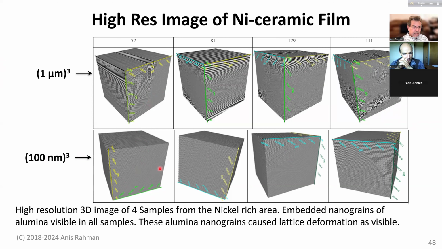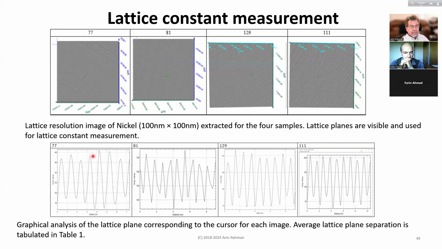So we further zoomed on a 100 cubic nanometer volume and made sure that there is no alumina present in these images. Once we do that, then we take one surface at a time and then measure the lattice parameter. I'm going through all the details so that you get the picture of how a real problem is solved by this instrument. And then these lattice parameters are measured.